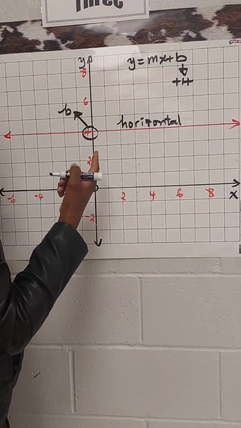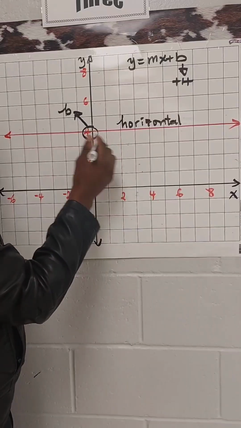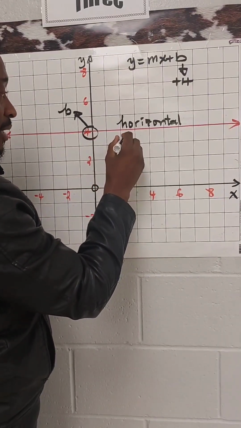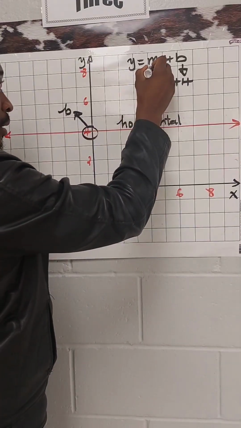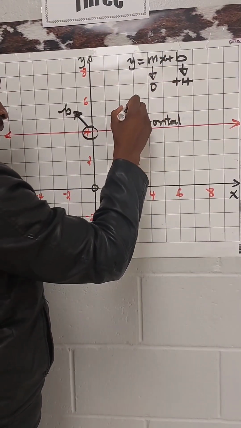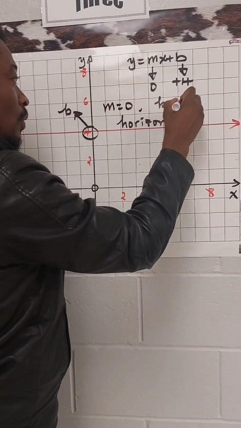Think about slope as a slant. This line is not slanted, it's just horizontal. So horizontal lines, they do have a slope, but the slope is 0. So m equals 0 and b equals 4.